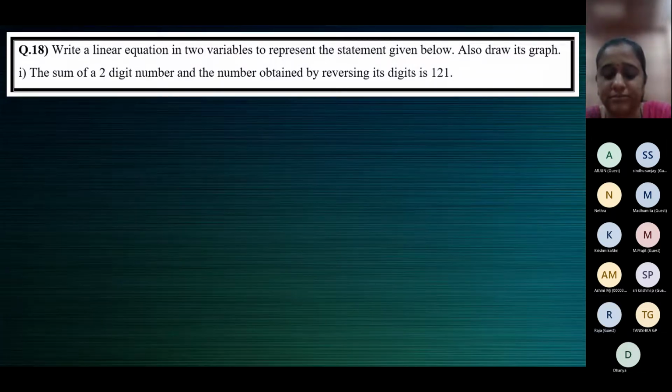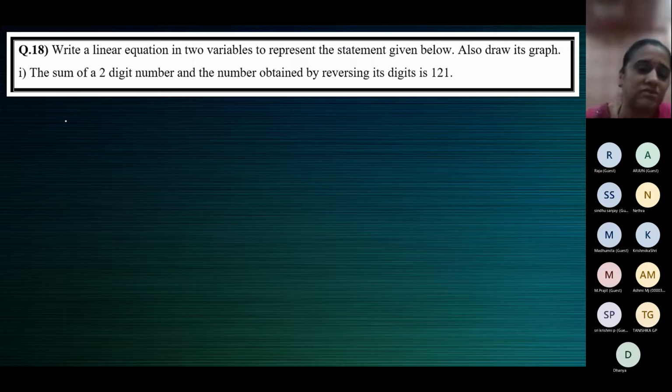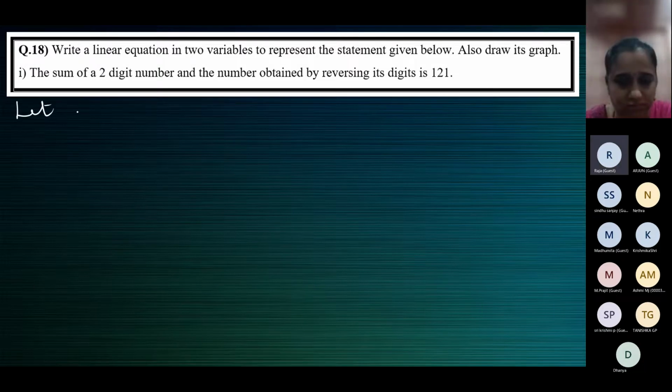Ma'am, I got the answer as x plus y minus 11 equal to 0. Raja, is it? Yes, ma'am. Yes, Raja, please read out. Let x be the value of one's digit. Okay, another thing that is very important: sometimes we understand very clearly, but then we don't express as clearly as we have understood. I'm sure you've understood clearly, and that's why you've got the right equation. Expressing is also important.